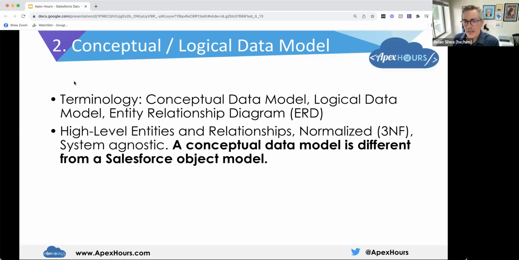And it is system agnostic. So it's not a Salesforce specific data model or an ERP specific data model or an Oracle data model. It's a set of entities and relationships that exist in business data, regardless of what system it is implemented in. And an important point I want to call out is our conceptual data model is different from our Salesforce object model. They're not the same. And I'm going to illustrate in this presentation how they're different and why going through and creating a conceptual data model can add a lot of value for your project.